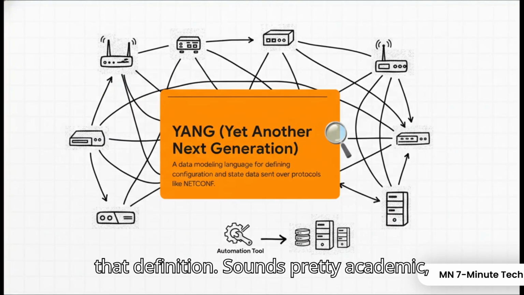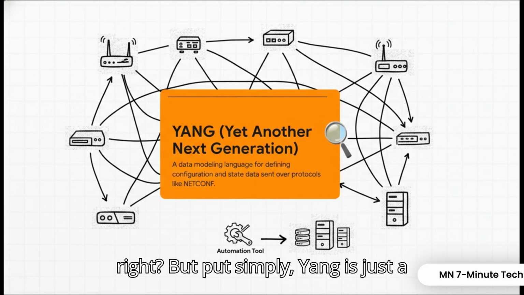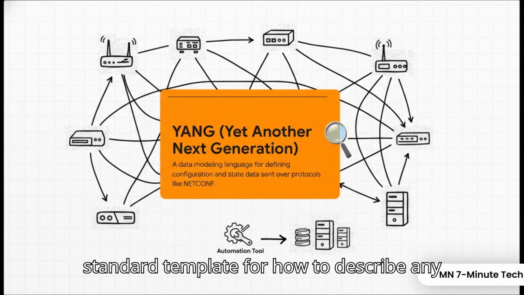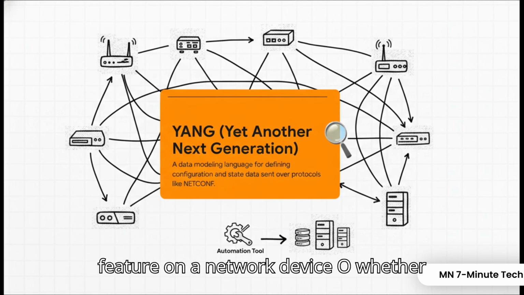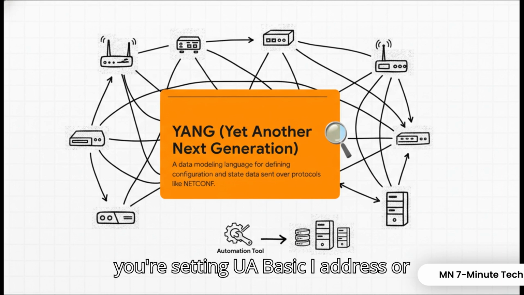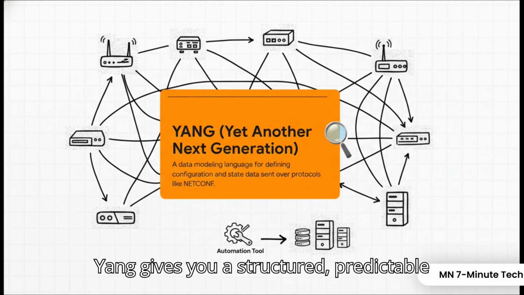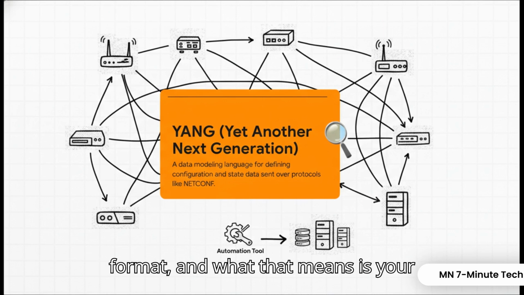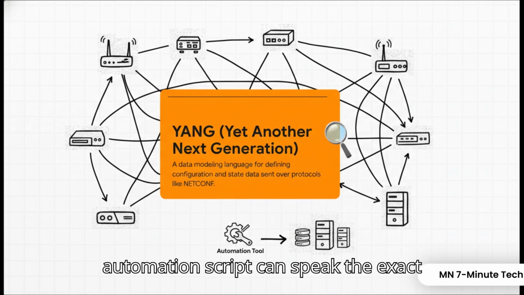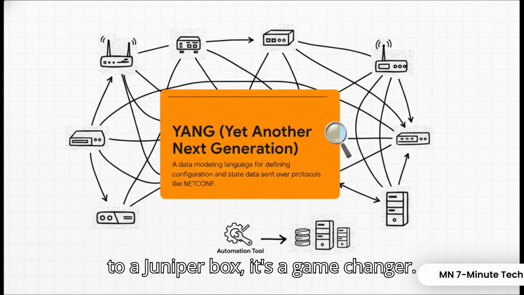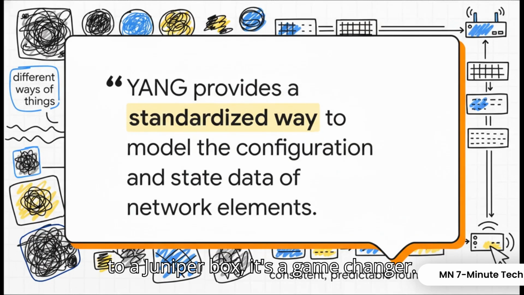So that definition sounds pretty academic, right? But put simply, Yang is just a universal blueprint. It creates a standard template for how to describe any feature on a network device. So whether you're setting up a basic IP address or building a super complex security policy, Yang gives you a structured, predictable format. And what that means is your automation script can speak the exact same language to a Cisco box as it does to a Juniper box. It's a game changer. And this quote from the folks at the IETF just nails it. This is its whole reason for being.